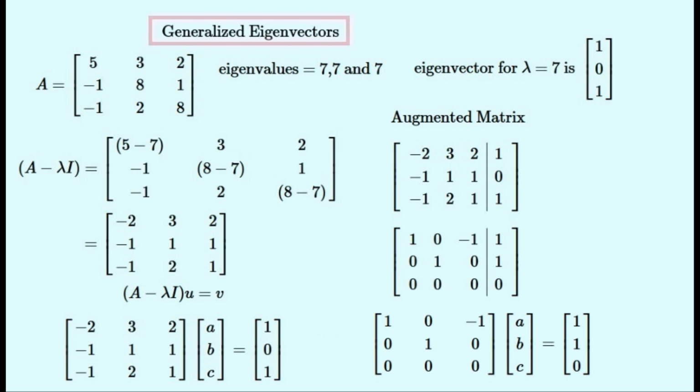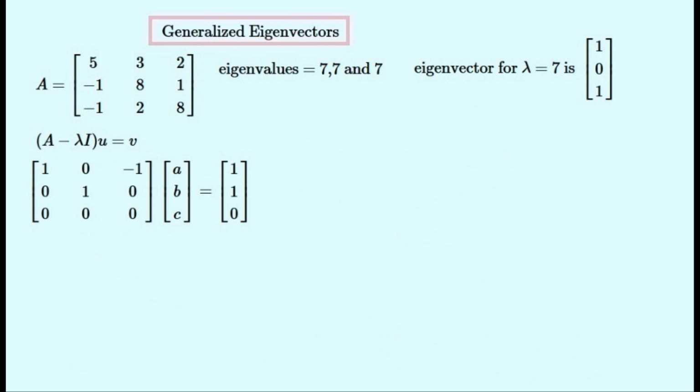Then we can convert this augmented matrix back into this more algebraic looking matrix equation. I'll just write this equation back up here and clear the rest of the screen. Multiplying this matrix by this vector gives us this vector. Notice that the lowest row is all zeros. This means that this equation can be solved for the generalized eigenvector u.